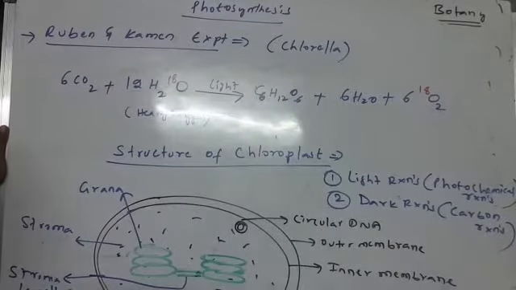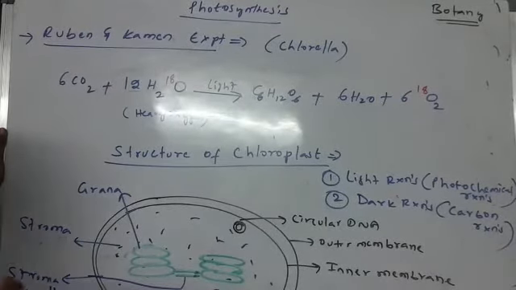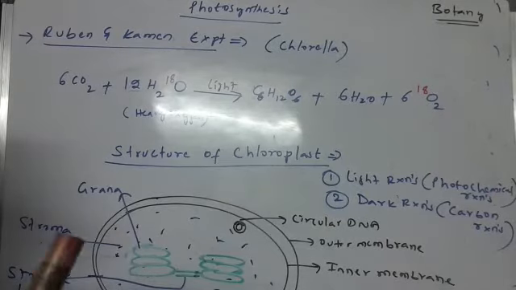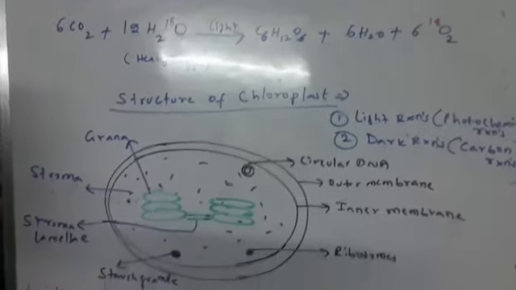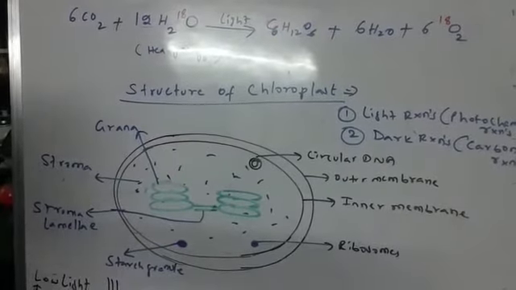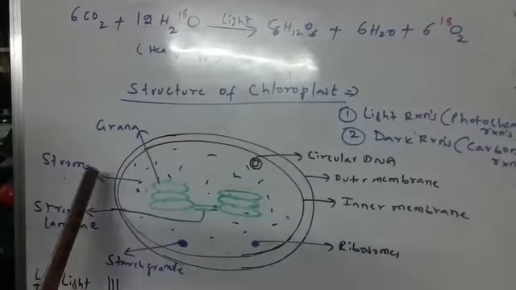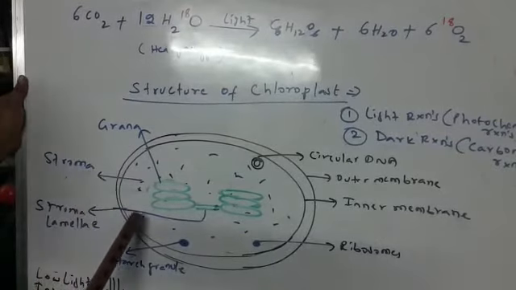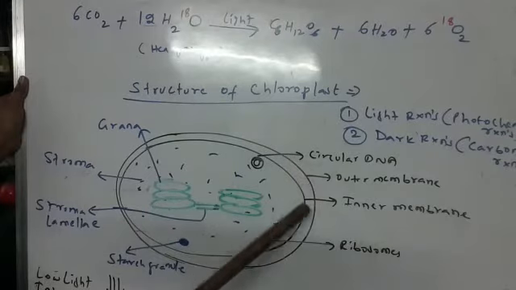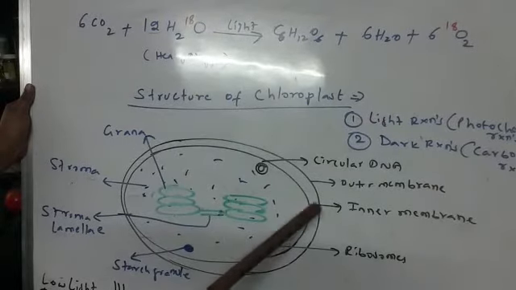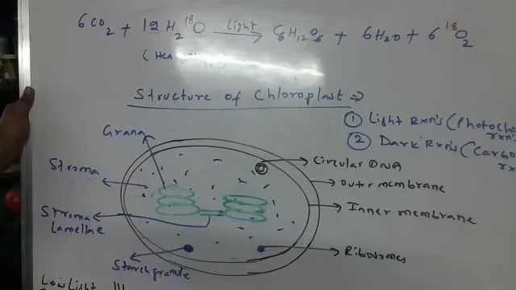As you are all aware, in the plant leaves, wherever the green portions are there, those cells contain an organelle which is a chloroplast, and in this chloroplast chlorophyll pigments are present. Now let's go ahead with the structure of the chloroplast. The chloroplast is a double membrane bound organelle. It has an outer membrane and inner membrane.